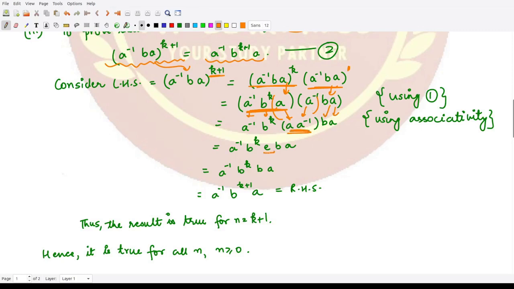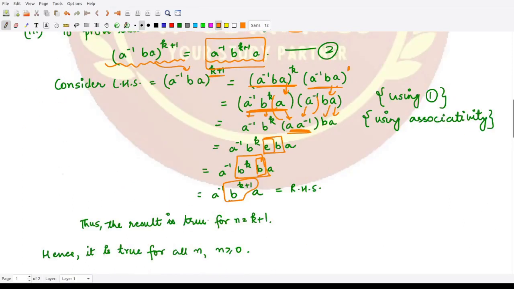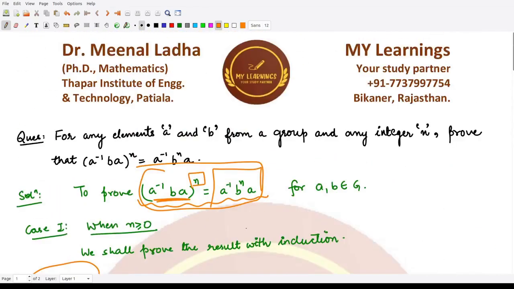A inverse A now becomes identity, right? E into B is again B, right? Next we can combine these powers, B raised to power k into B raised to power 1. It would become B raised to power k plus 1, and hence what is it? It is your right hand side here, this one. Hence we have the left hand side equal to right hand side when n is equal to k plus 1. Hence the result is true for this case also. By the principle of mathematical induction, we have the result true for all n greater than or equal to 0. This proves case 1.